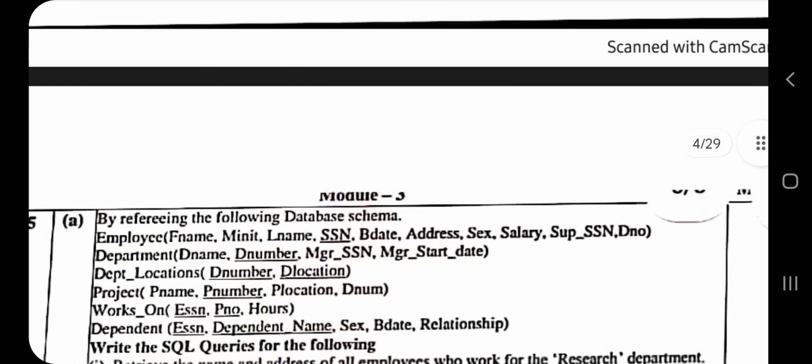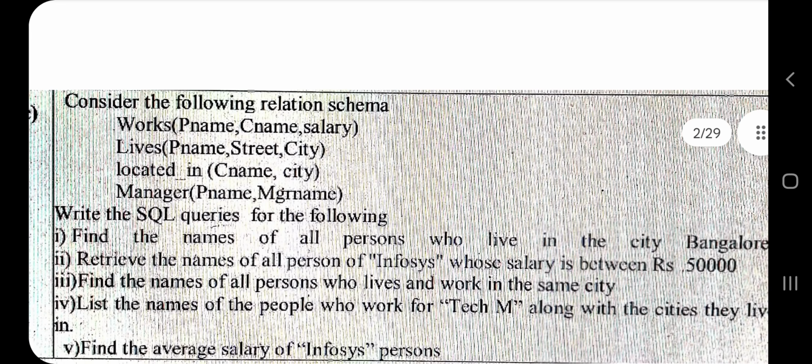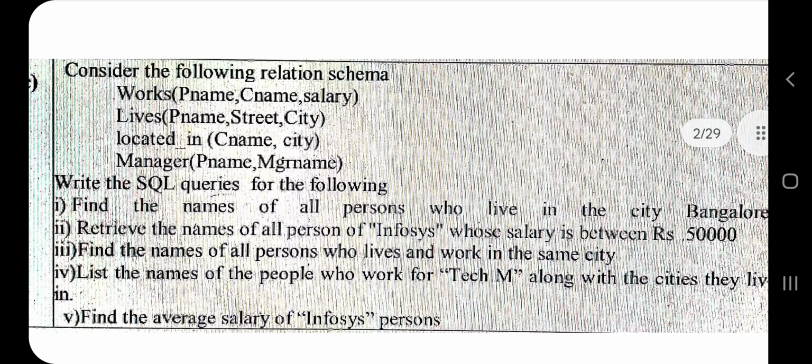That's the first query. That's how you need to approach each of these questions. Let it be any question, you will approach it in the same way.